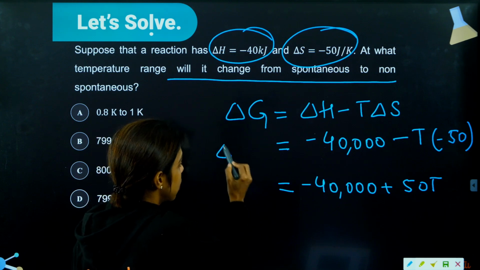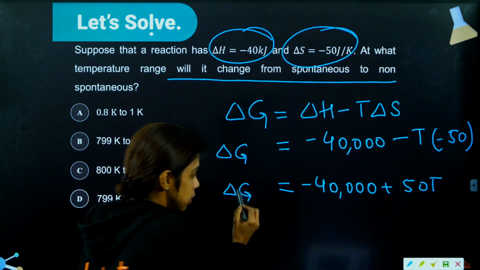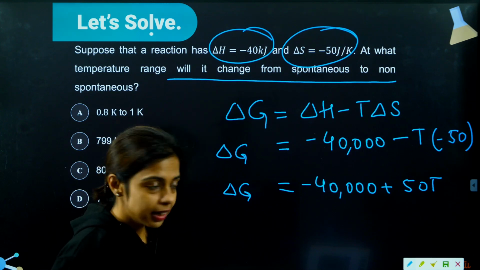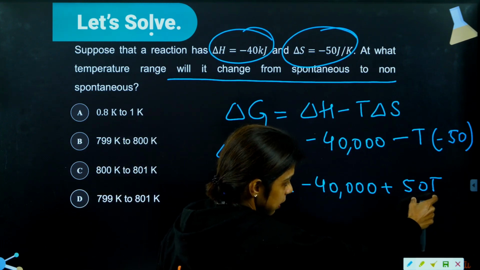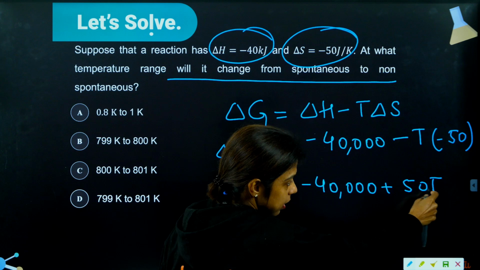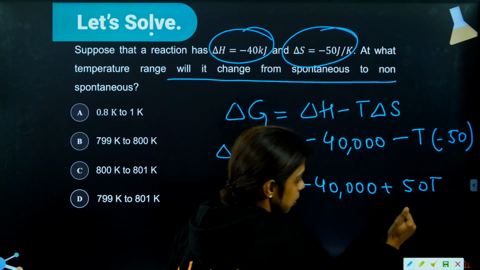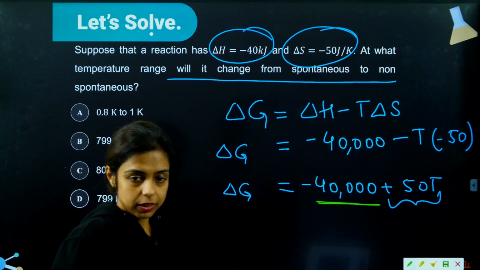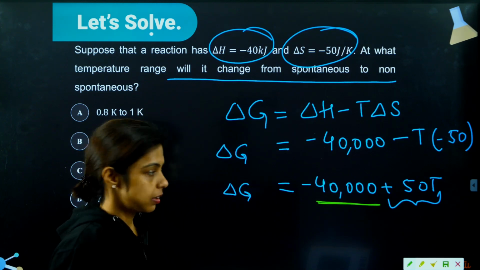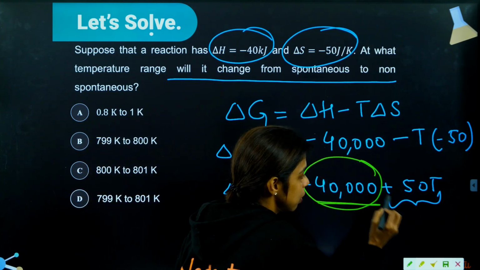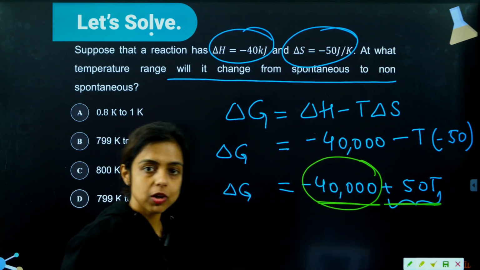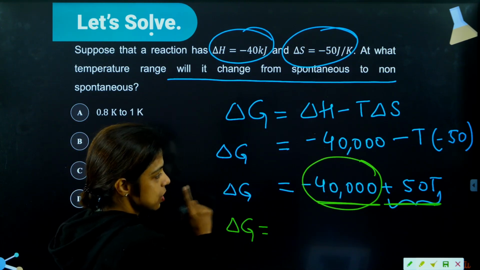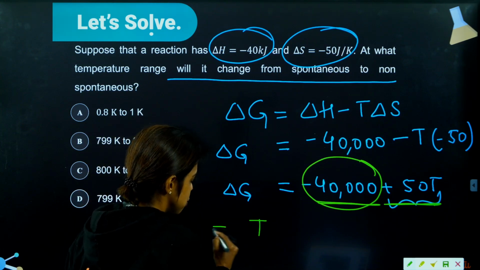Now if I want my delta G to be negative, how can it be negative? If this 50 T term should be less than the minus 40,000 value, then the overall answer will be negative. This value will be larger, this positive one will be smaller, only then will the overall answer come out negative. So let me check, guys. So delta G is equal to this.